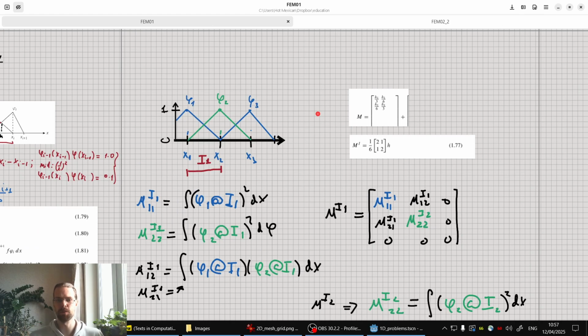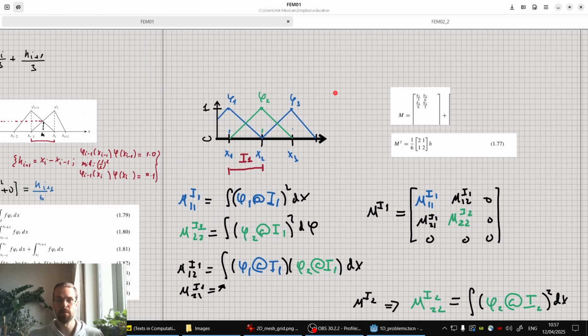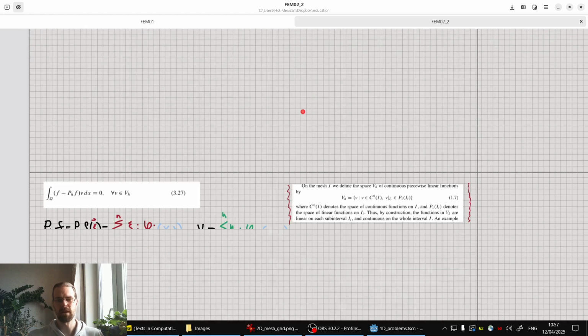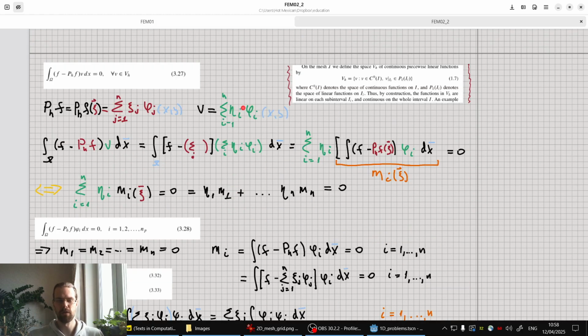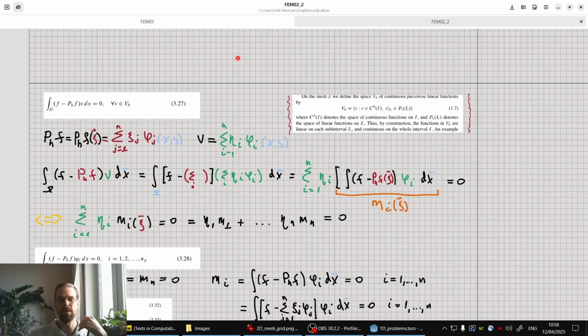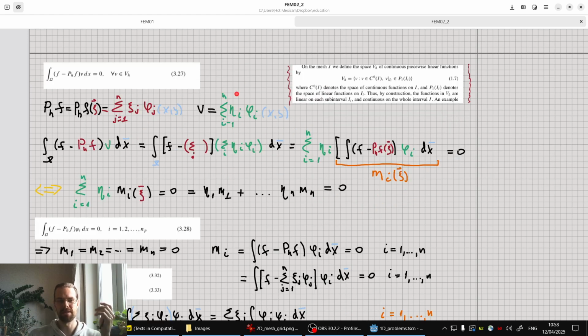And this approach will be useful in 2 dimensions. In 1 dimension, it's boring and simple because of how the elements are laid out, that they are basically laid out in a row. We have well-defined neighbors, and so this matrix becomes diagonal, and it's very, very simple.